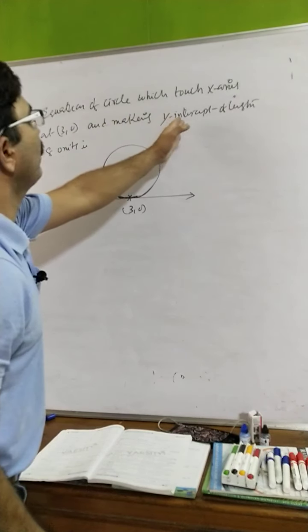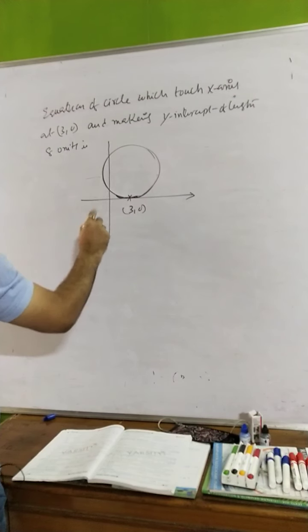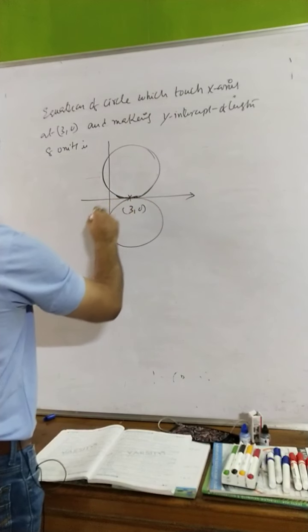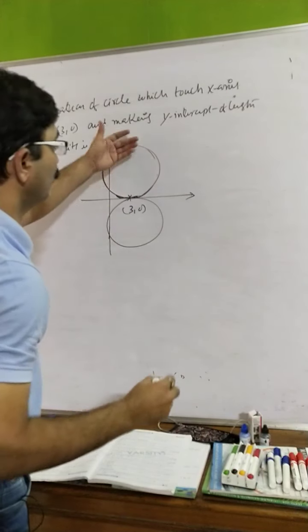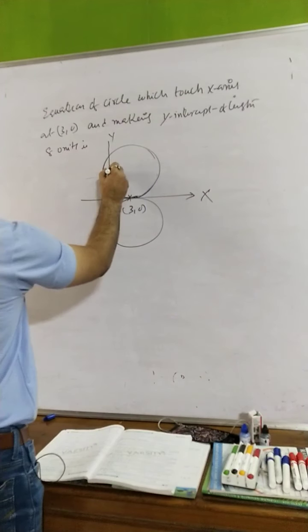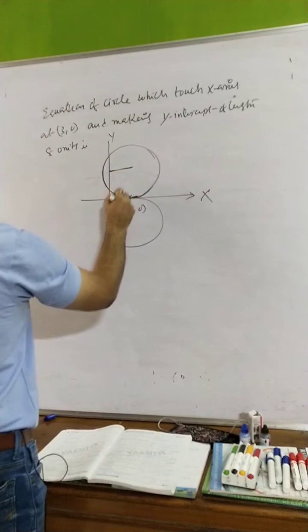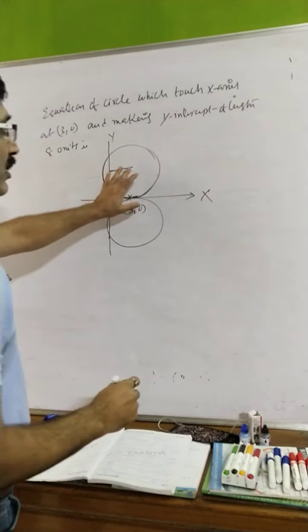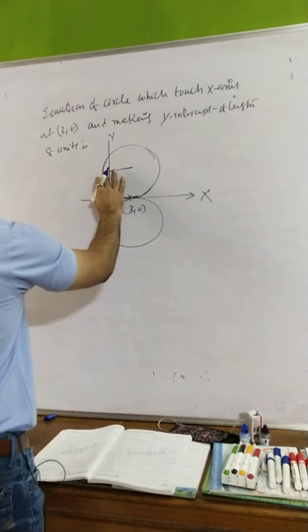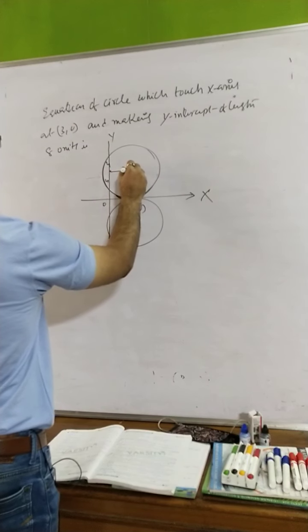And he said that it is making an intercept of length 4 units. One way of drawing the diagram is like this. The other way of drawing the diagram is in this way. Both chances are there, with x-axis and y-axis. I don't know exactly what is going to happen over here. The length is 4, sorry, 4 and 4 is there. I can't say anything about this one.